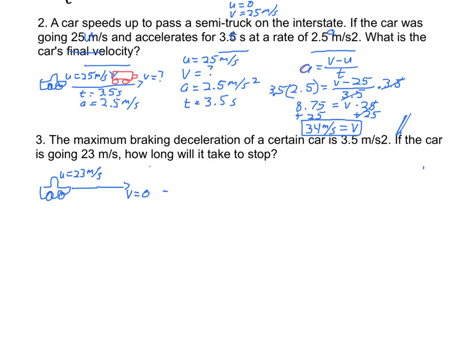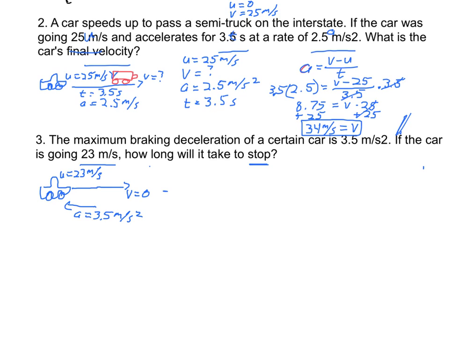Now think about what's actually happening here. The car is going forward right now at 23 meters per second. U, or initial, right? So it's already doing that. And it's trying to stop. That's why I put my v here in the picture. The final velocity is 0. That's the goal, trying to stop. Stopped means 0 velocity. But we are decelerating at a rate of 3.5 meters per second squared. So your acceleration is actually going to go back the other way. Acceleration 3.5 meters per second squared.